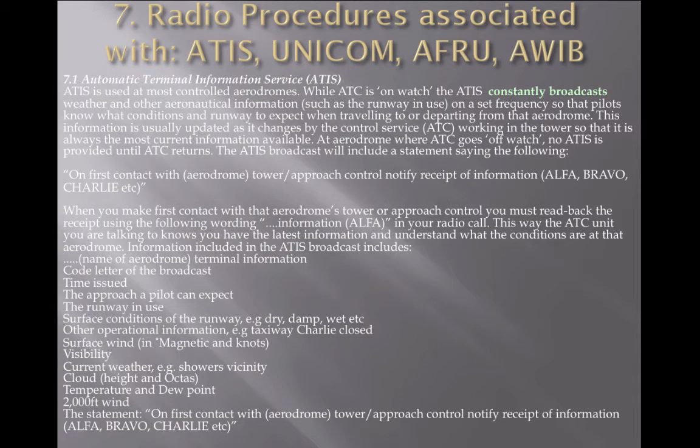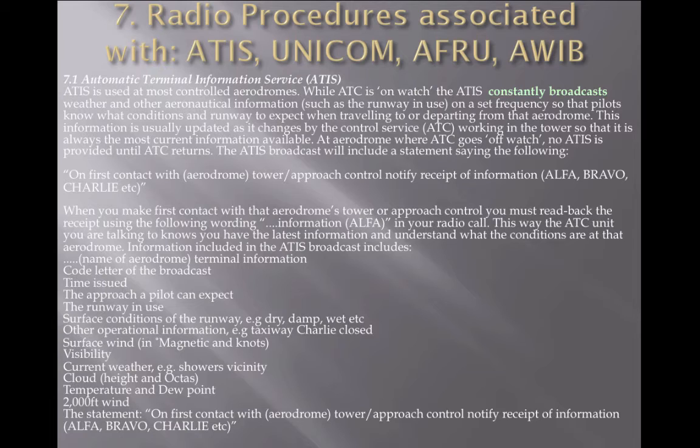ATIS is used at most controlled aerodromes. While ATC is on watch, the ATIS constantly broadcasts weather and other aeronautical information, such as the runway in use, on a set frequency so that pilots know what conditions and runway to expect when travelling to or departing from that aerodrome. This information is usually updated as it changes by the control service working in the tower, so that it's always the most current information available. At aerodromes where ATC goes off watch, no ATIS is provided until ATC returns. The ATIS broadcast will include a statement saying the following.